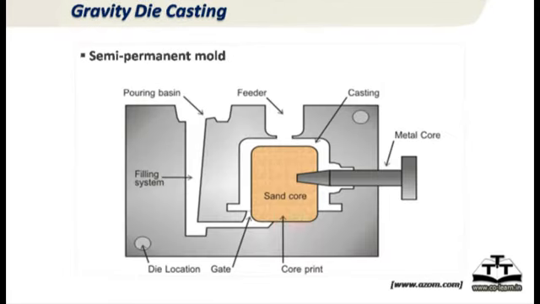I'll skip these. Only one interesting part in GDC: you can combine GDC with a metal mold and a sand core. So if you want to get a complicated passage in aluminum, you can put a sand core there, and this is called a semi-permanent mold. So the mold is permanent, but the core is expendable. It is like a combination of metal mold and a sand core. It's possible to do that.